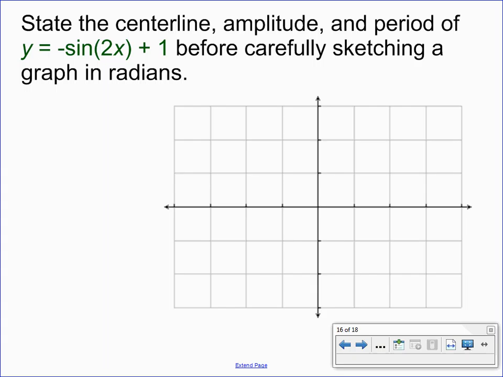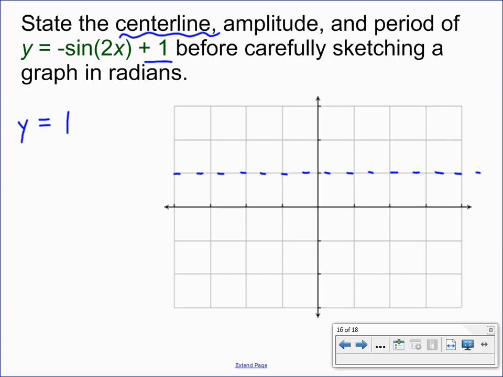So here we go. Center line we can gain by considering my equation. My center line, we know, is the value of d. That addition or subtraction outside of my parent function will shift the entire graph up or down d units. So for us, the equation of our center line is y equals positive 1. Let's everybody go ahead and add that to our graph. So y equals positive 1 is our center line.